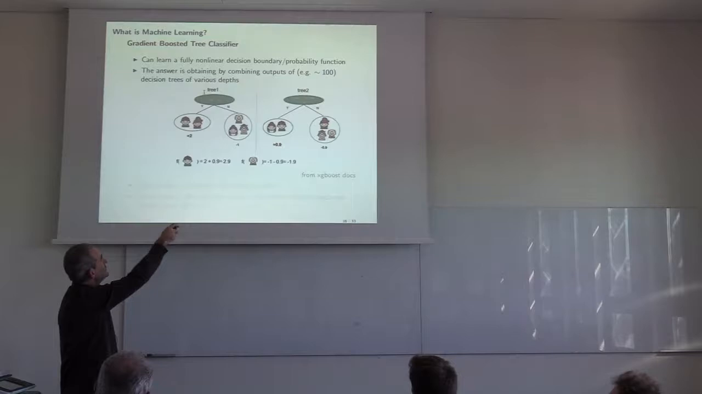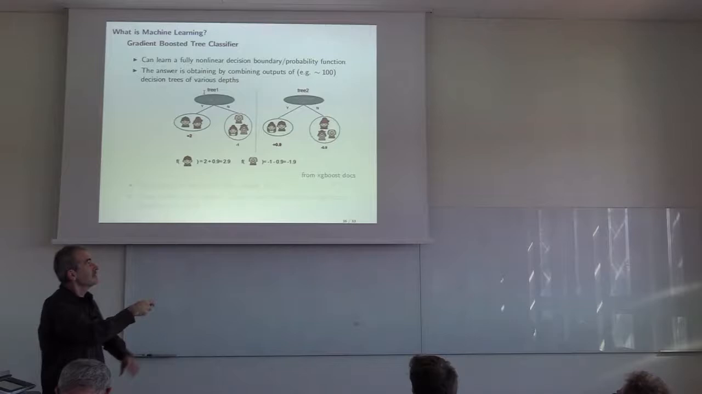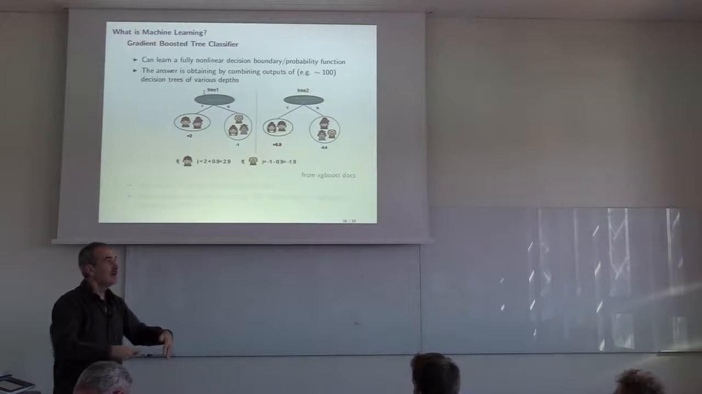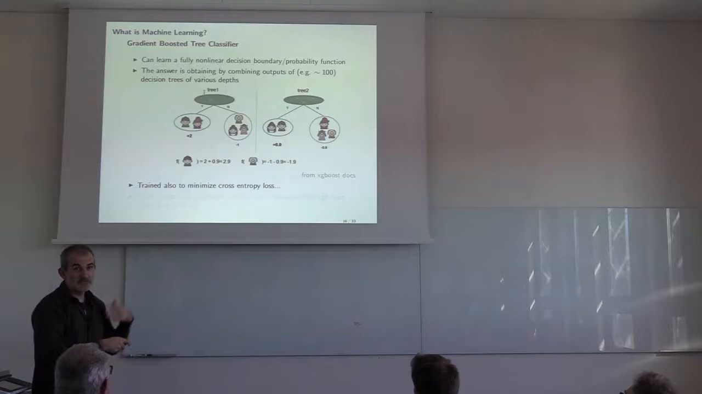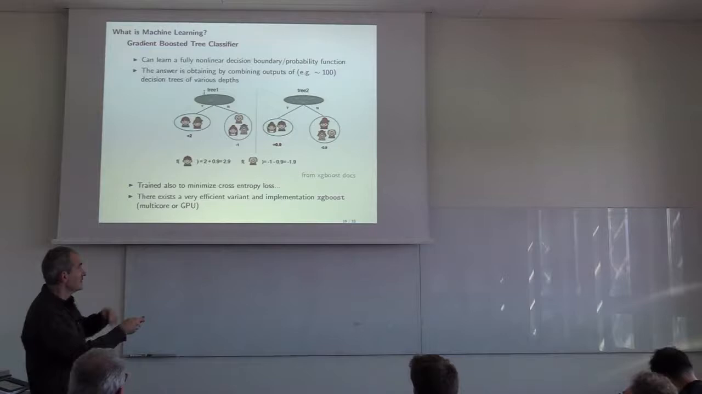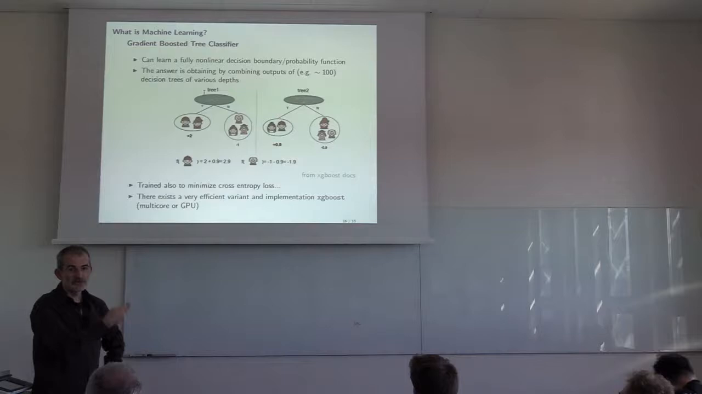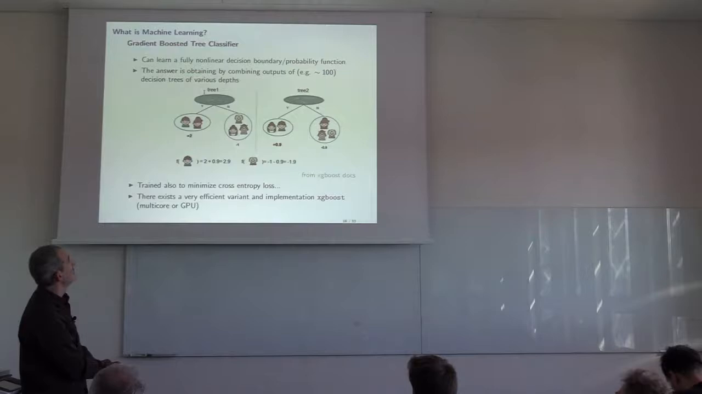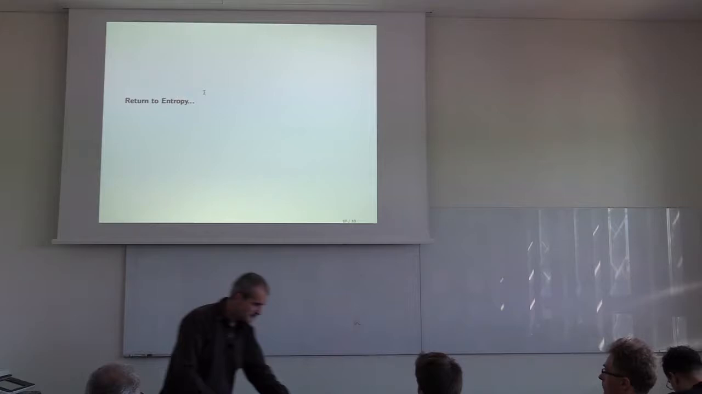Typically those trees have higher depths, like 3, 5, and so on. And of course, one has to pick what features to use here, what threshold levels to choose, and so on. So it's quite complex, but ready-made algorithms will just construct those trees. This is also trying to minimize the cross-entropy loss. In fact, it works surprisingly well. This is a specific algorithm called XGBoost, which runs multicore and on GPUs, and has very good performance on various instances. So we will be using this example set. Okay, so now let us return to the entropy.